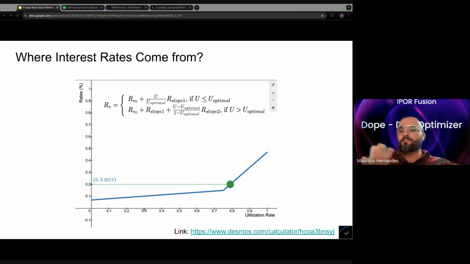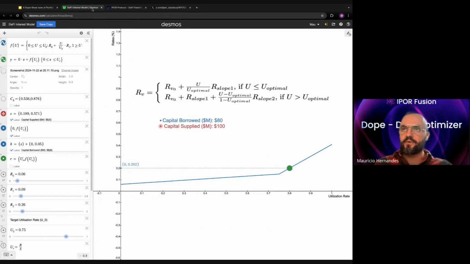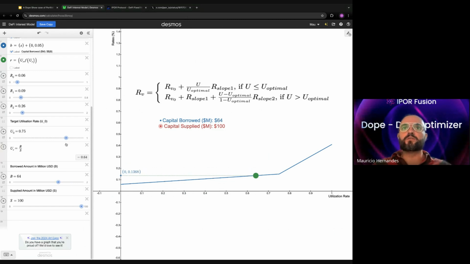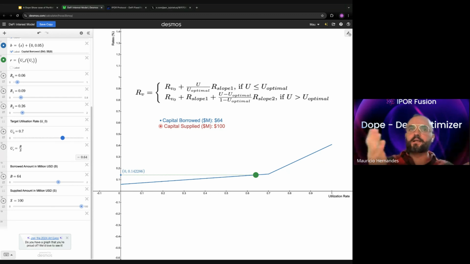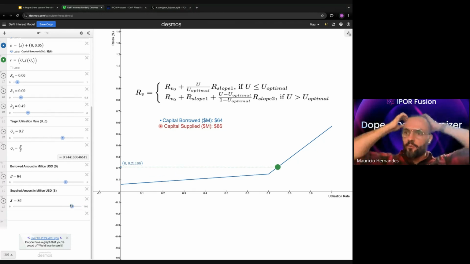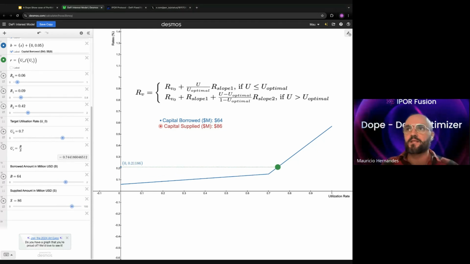I bet most of you already know about interest rates and how the modeling works on DeFi. What I want to highlight here is mostly this dashboard that I created. It's really good tooling to explain how the modeling works and how different parameters yield different interest rates on the blockchain. So if you want to play with it at some point or use it to explain to people, I think it's very interesting.